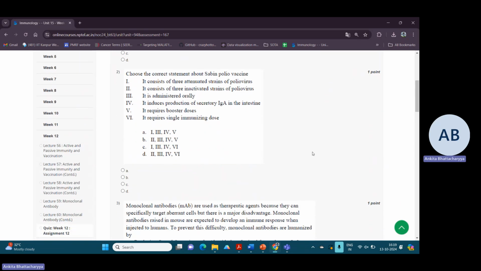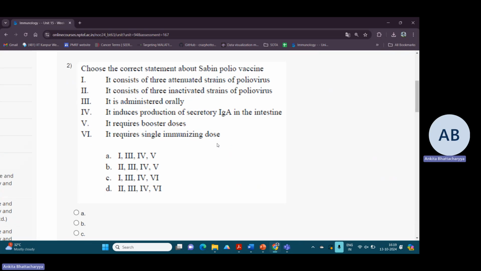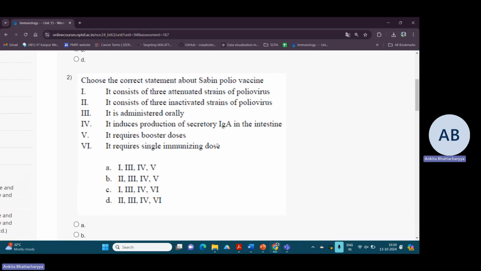Then we have been asked to choose the correct statement about the Sabin polio vaccine. It consists of 3 attenuated strains of poliovirus, or 3 inactivated strains of poliovirus. It is administered orally. It induces production of secretory IgA in the intestine. It requires booster doses, or it requires a single immunizing dose.